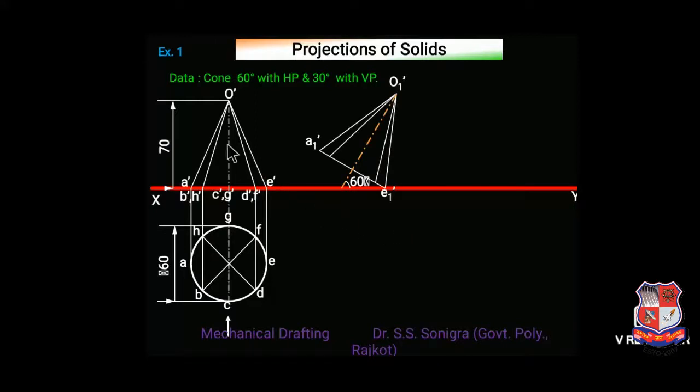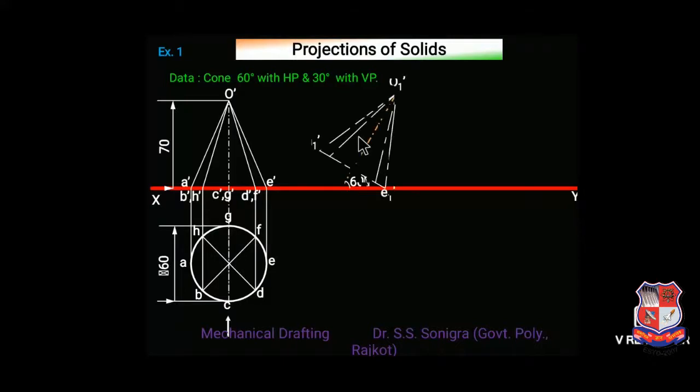Now the angle of this cone is given as 60 degree with HP, angle of this axis. See, in this case what is the angle between this axis and XY line? This angle is 90 degree, right? And this XY line is front view. For front view this XY line is horizontal plane. So the angle between axis of cone and horizontal plane is 60 degree. Here it is 90 degree. So we have to convert this 90 degree into 60 degree.